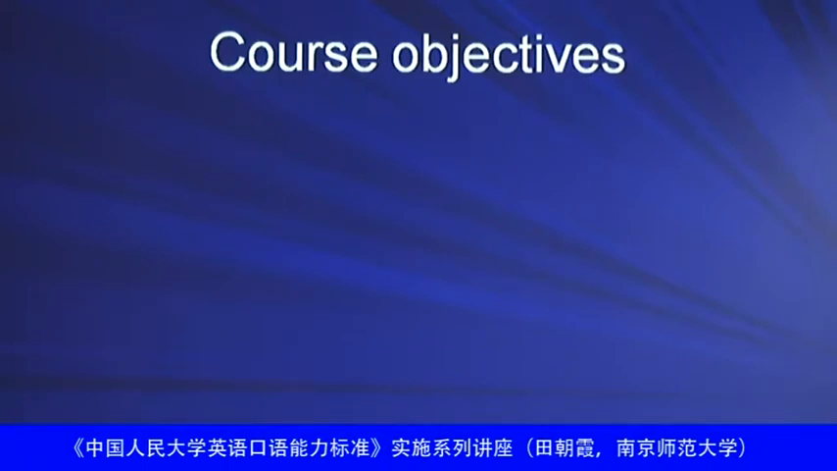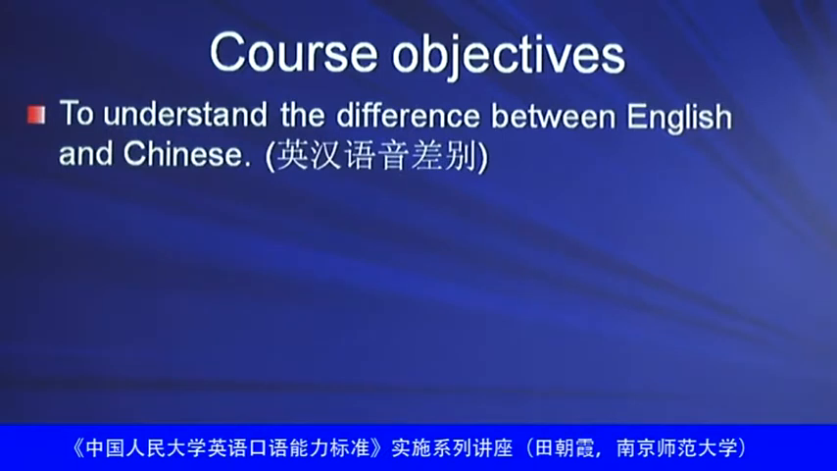Course objectives. What are the goals of the course? What kind of problems are you going to solve in this course? There are three objectives. The first one is to understand the difference between English and Chinese. This is vital, very important. If you want to speak English in the English way, you have to learn the difference between English and Chinese, as the two languages are so different.